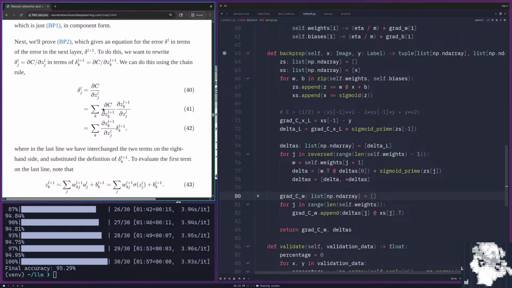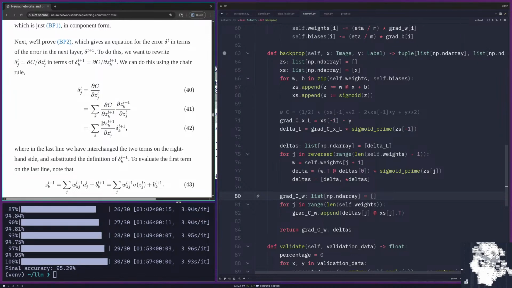I can get behind this because you've got the two things canceling out again here, so I can get behind that these are the same. Then one of these we know, that would be this one, derivative of C with respect to z of L plus 1. Yes, that is delta L plus 1. So that's what we're replacing the left side here with, delta L plus 1, where in the last line we have interchanged the two terms on the right-hand side and substituted the definition of delta L plus 1 to evaluate the first term of the last line.